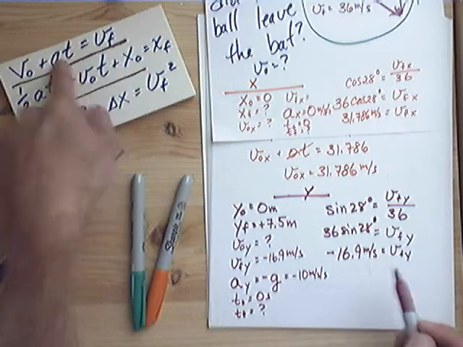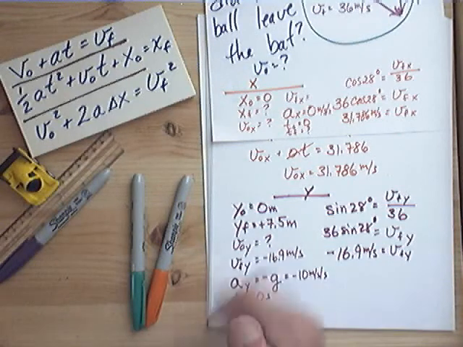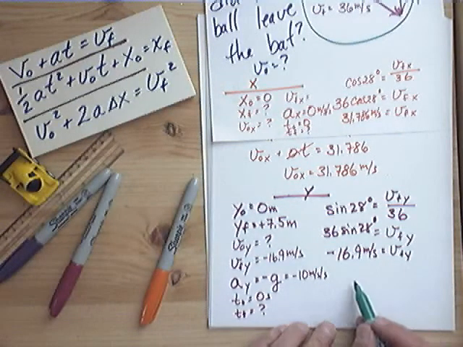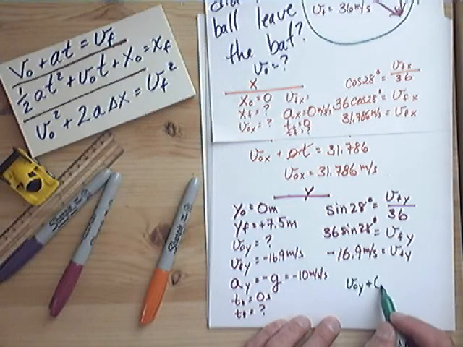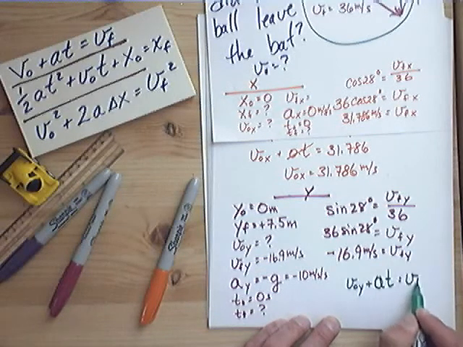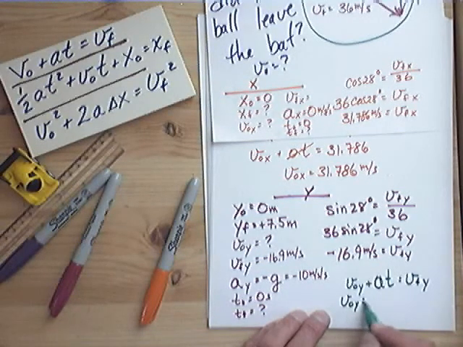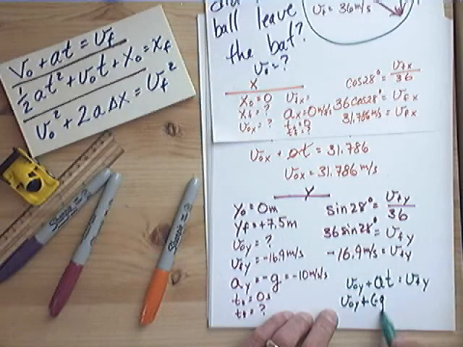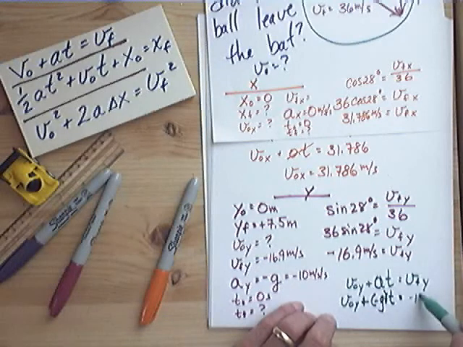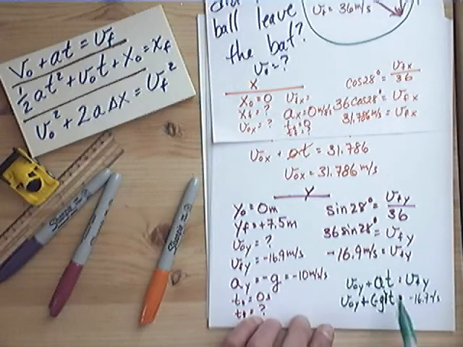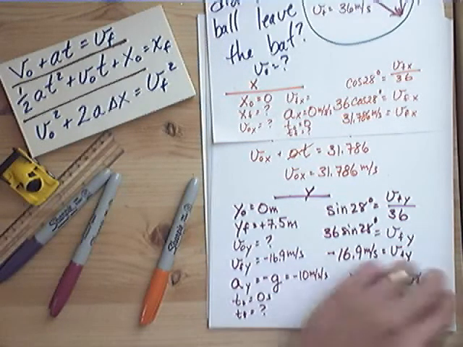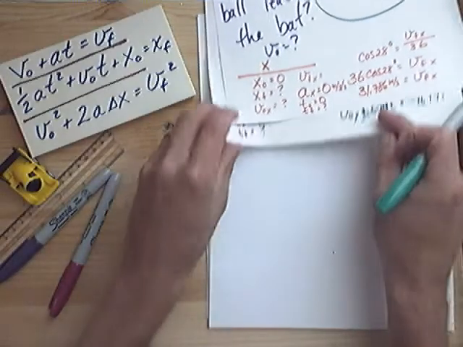Well, we could try this one again. V naught. Let's change colors so we can see what's going on. V naught in the y direction plus my acceleration times time is going to give me v final in the y direction. V naught y plus negative g times t equals v final in the y direction, negative 16.9 meters per second. I got two unknowns there. I don't like that one. Let's move on. Since I don't have my time, let's use something different.